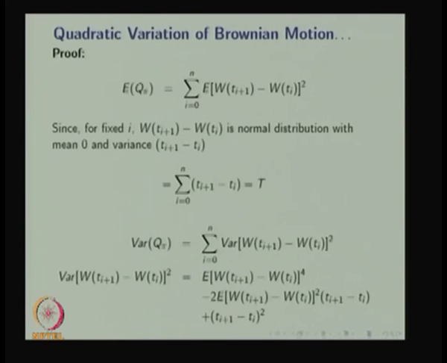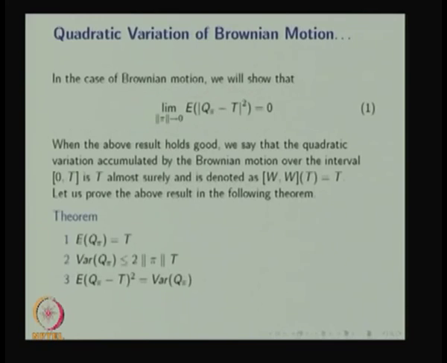Therefore, the expectation of the difference of the random variable whole square is nothing but the variance. Therefore, for fixed i, that is nothing but t_{i+1} minus t_i. The summation varies from i equal to 0 to n minus 1. Therefore, you will get capital T. So, the first part is proved, that is, the expectation of Q_π is equal to T.